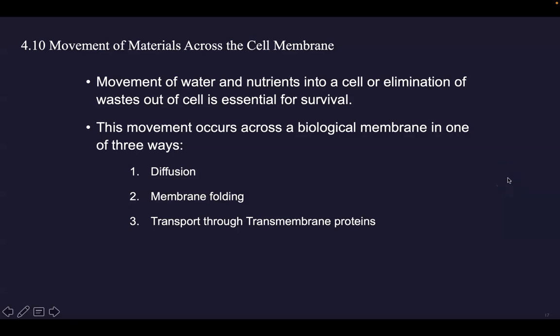Okay, so movement of water and nutrients into a cell or elimination of waste out of a cell is essential for survival. We constantly need to get water in, we need to get nutrients in, we need to get wastes out. Those things happen in three different ways. There are three ways to cross the biological membrane. It's either going to happen by diffusion, membrane folding, or transport through transmembrane proteins.